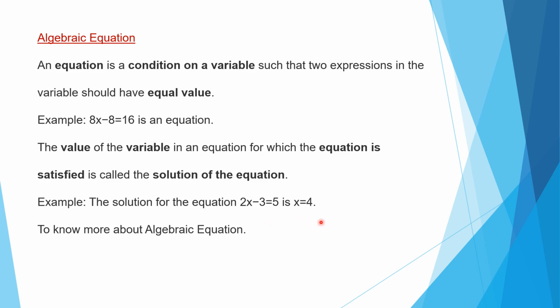For example, x is equal to 2. If I write here, 2 2s are 4, 4 minus 3 is 1. That's why this is not going to satisfy the equation. That's why this is not the solution to the equation. When it satisfies both LHS and RHS, then it will become the solution to the algebraic equation.